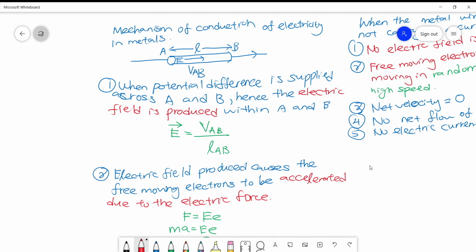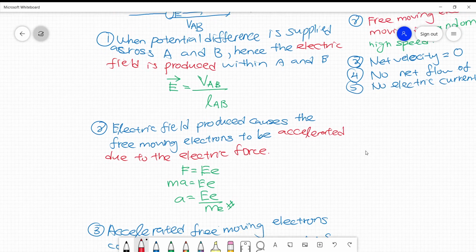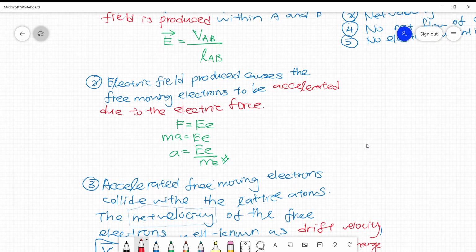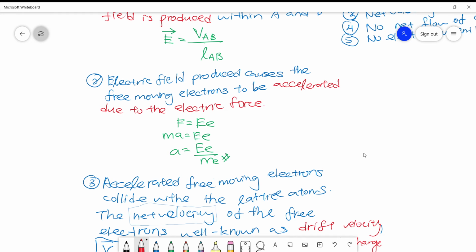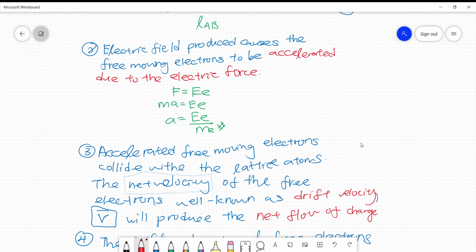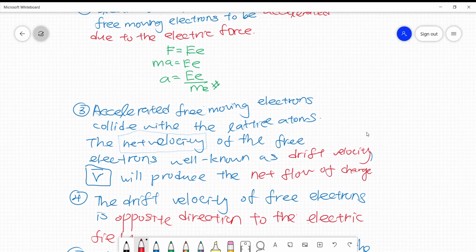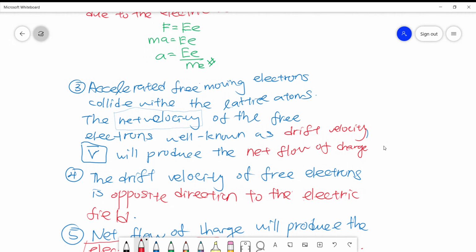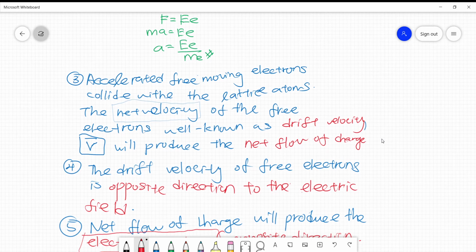For the first step, the potential difference is supplied across A and B, so the electric field is produced. The E is basically the potential difference divided by the length of the wire. When the electric field is produced, the free moving electrons inside the metal are accelerated due to the electric force. For the third step, the accelerated free moving electrons will collide with the lattice atoms. Then the net velocity is well known as drift velocity.